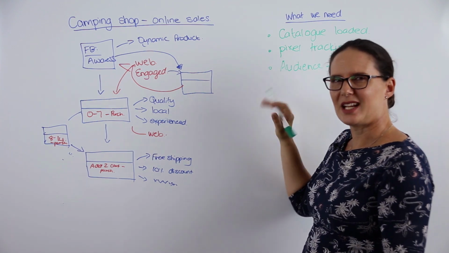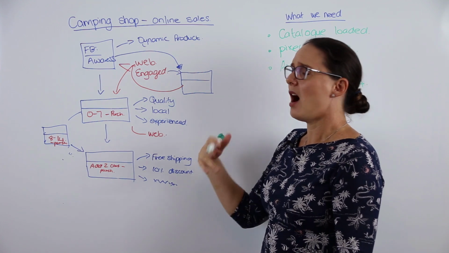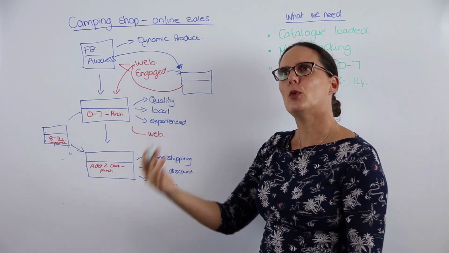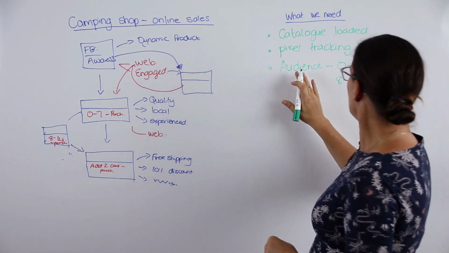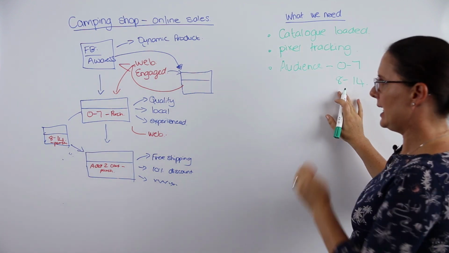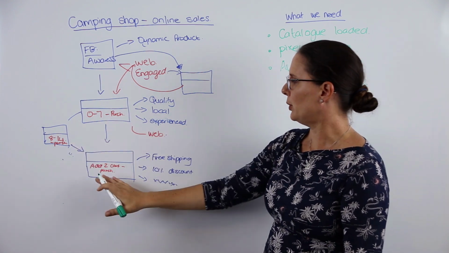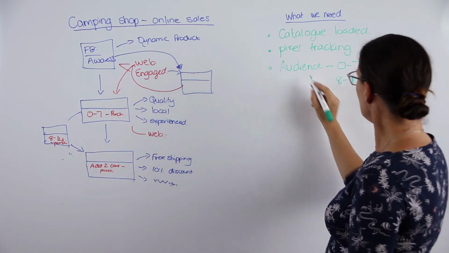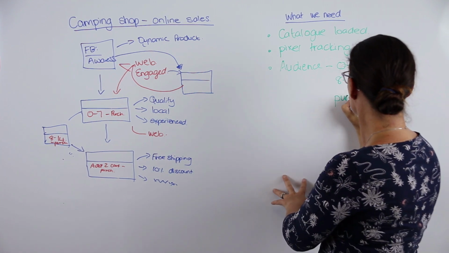Low cost items, I tend to have fewer steps. High cost items, I tend to have a few more steps because people need a little bit of encouragement. So audience 8 to 14 days, but I also need to make sure that I'm not targeting people who have purchased. So I also need to make an audience of people who have purchased.